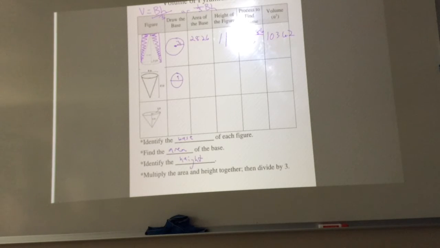4.5. 4.5, so now I'm going to have area equals 3.14 times 4.5 squared. Are we all okay with that? Does anybody not know how I got 4.5 there? Is anybody not sure why we did that? We're all good there? Okay, awesome. Can anybody tell me what the area of that circle is?